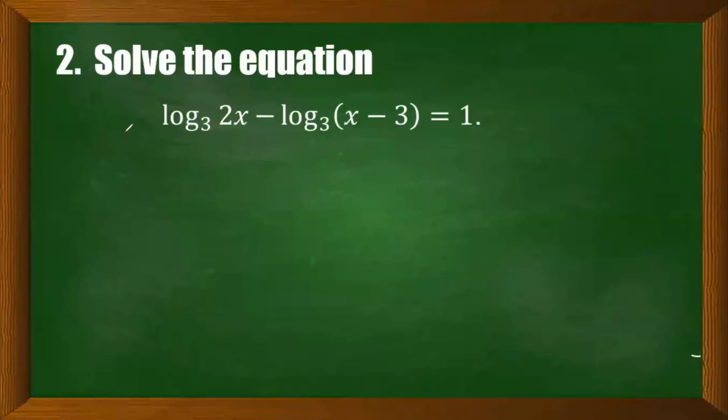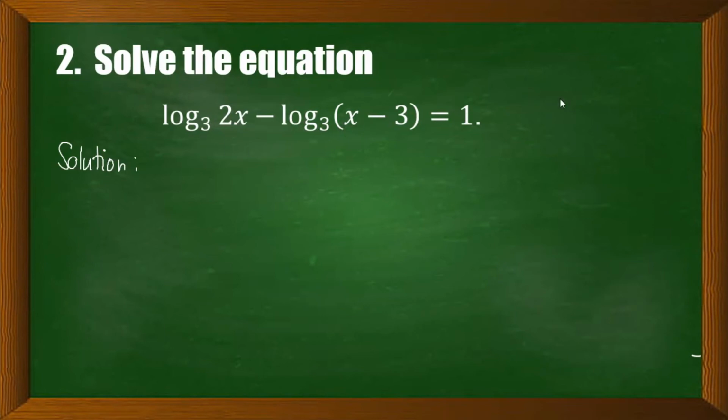Okay, so for the second example, we are going to solve this equation, and this is an example of a logarithmic equation. Now, to solve this logarithmic equation, all we need to do is to use some of the properties or laws of logarithm. So we start with the first step of our solution. Okay, now we examine this equation term by term. So we have the first term, log of 2x to the base of 3 minus log of the quantity x minus 3 to the base of 3, which is equal to 1.